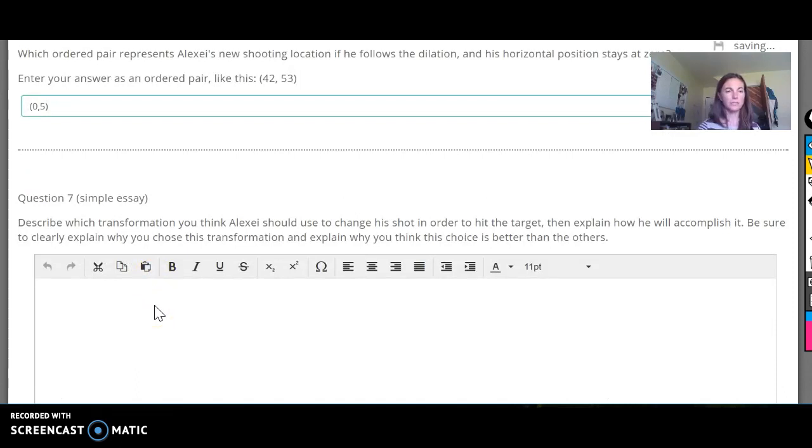And then our last question here is, describe which transformation you think Alexei should use to change his shot, and explain how he would accomplish it. And so this is going to be up to you. I personally think that doing a dilation maybe is just changing how he aims, and so then he is going to have to also move up. That seems a little harder than just moving over. I think just moving over one step horizontally, to me, would be the easiest way to do it.